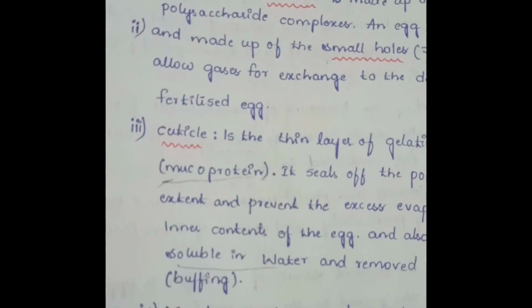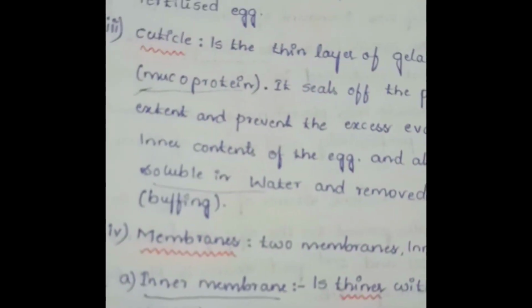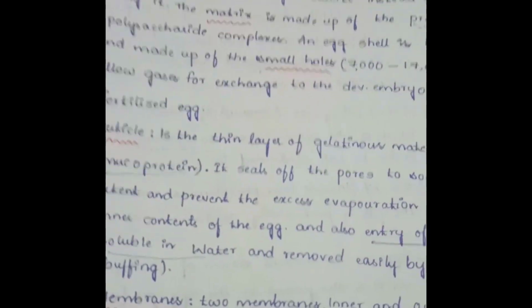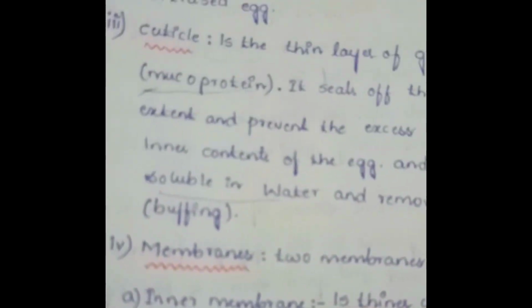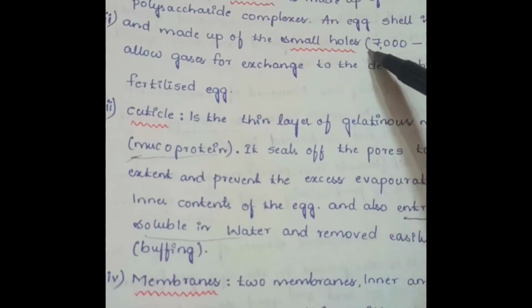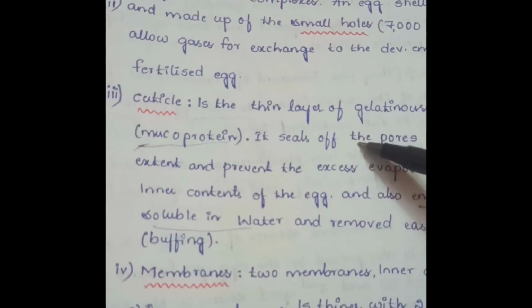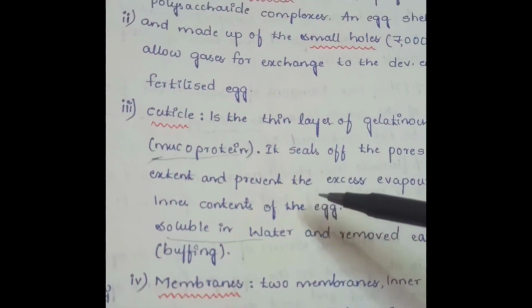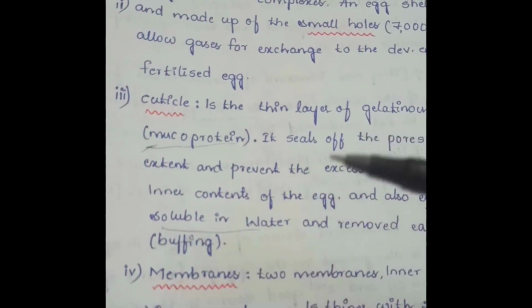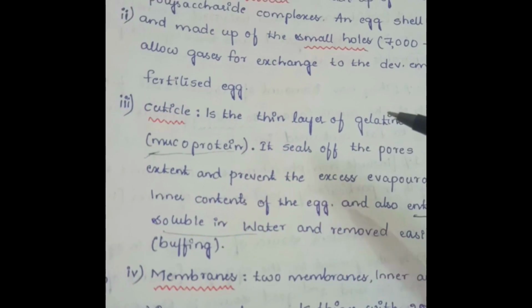And the fourth one is membranes. As we discussed, the shell consists of a matrix made up of protein polysaccharides, and it consists of small holes, about 7,000 to 17,000, which are helpful for gas exchange. Next, the cuticle is a thin layer, a gelatinous material which is a mucoprotein, and it helps in the prevention of excess evaporation of the inner content.